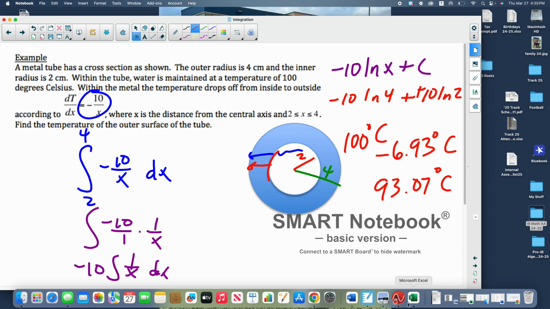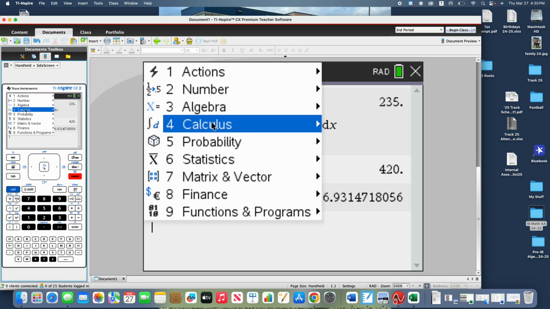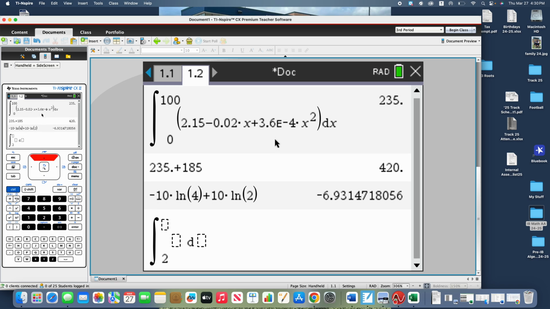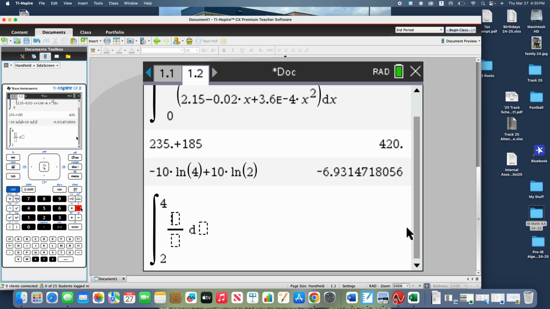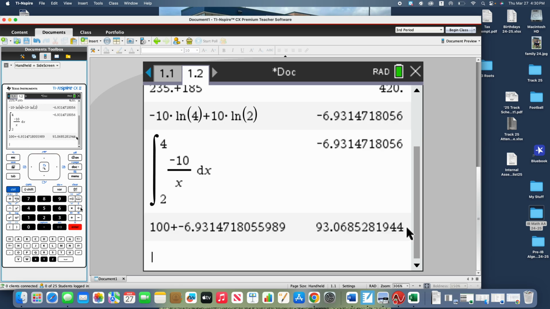If I were to do this problem in the calculator, we'll see what we just did there. We can go menu, calculus, numerical integral. We're going from 2 to 4. The original problem was negative 10 over x dx. And if you notice, we get that same negative 6.93. And if I did 100 plus that value that we just had, then that gives me the 93.07 that we were referring to.